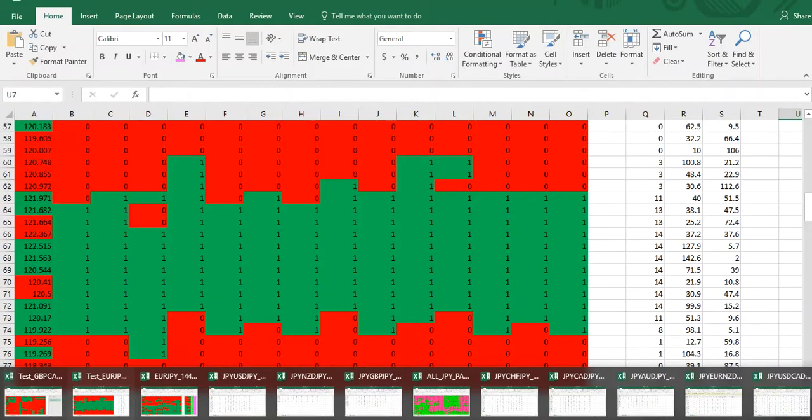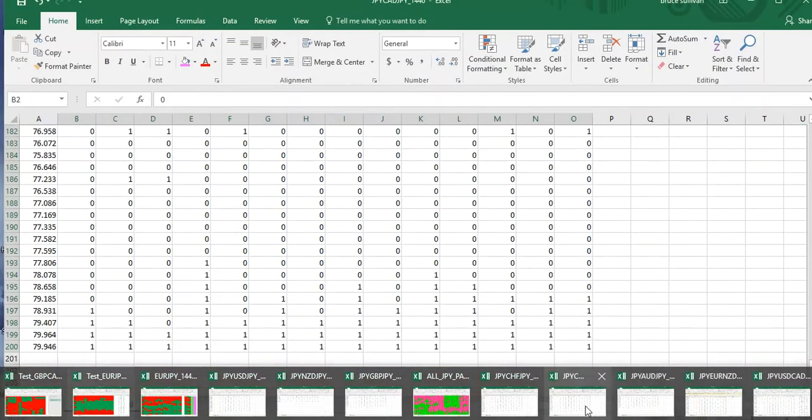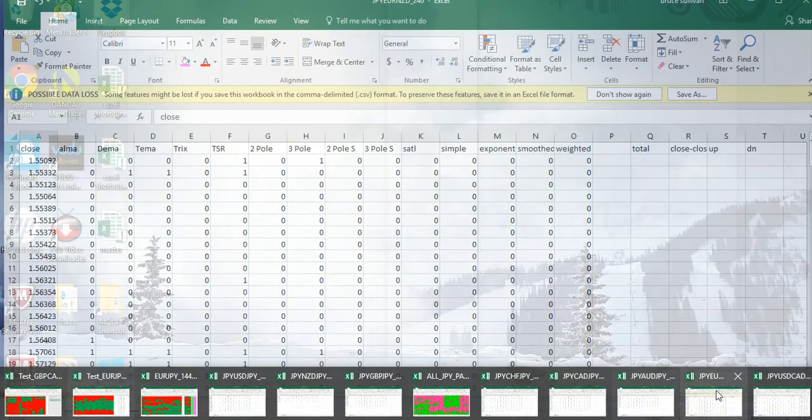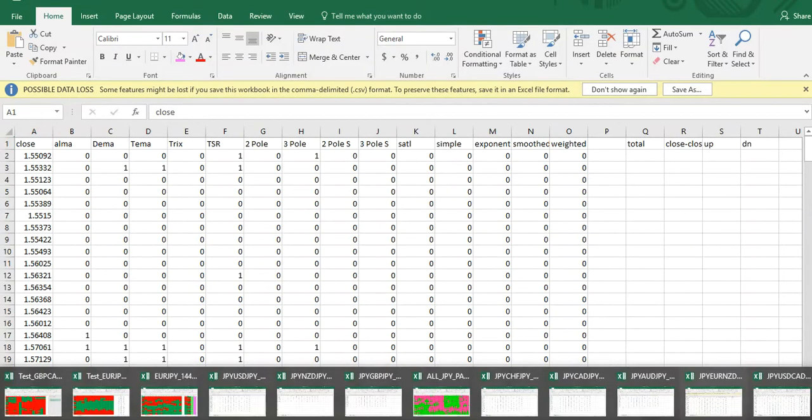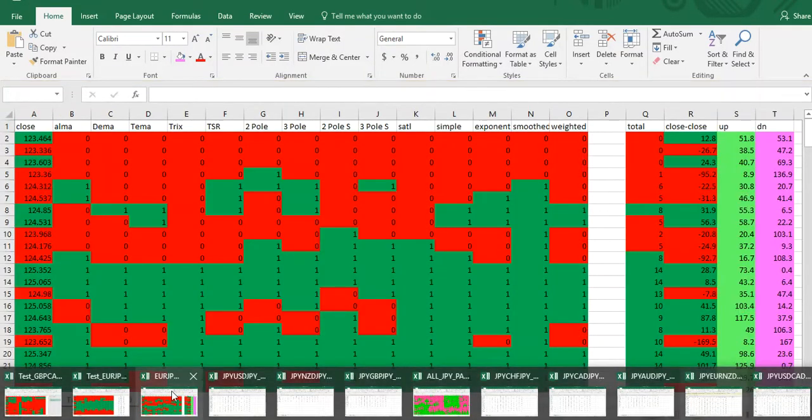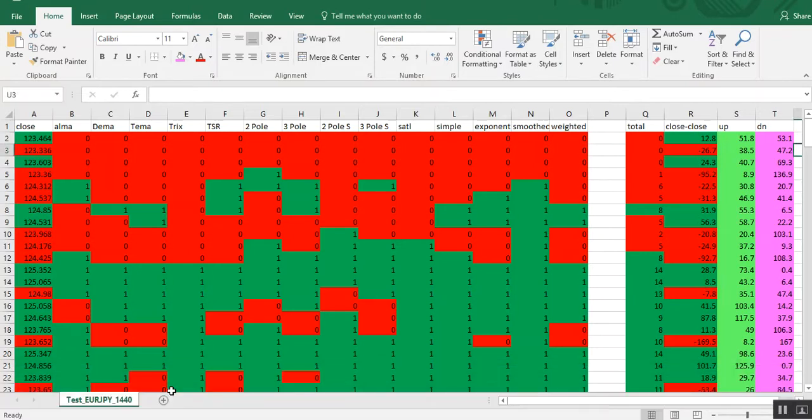Color codes. I don't remember if that other one's color coded. If it's below 8, it's red. If it's above 8, it's green. The closed pips, if it's positive, it's green. If it's negative, it's red. This is your up pips. This is your down pips from 0.